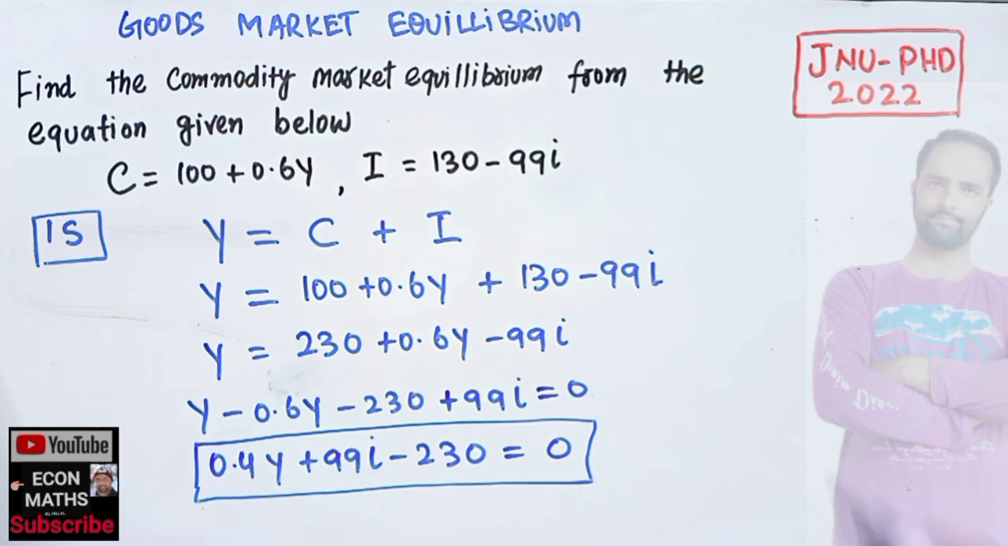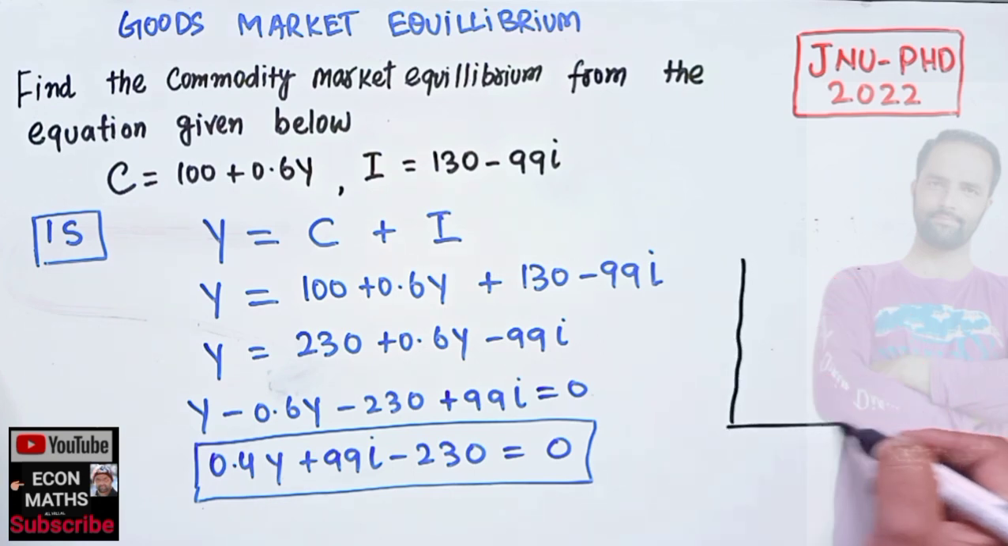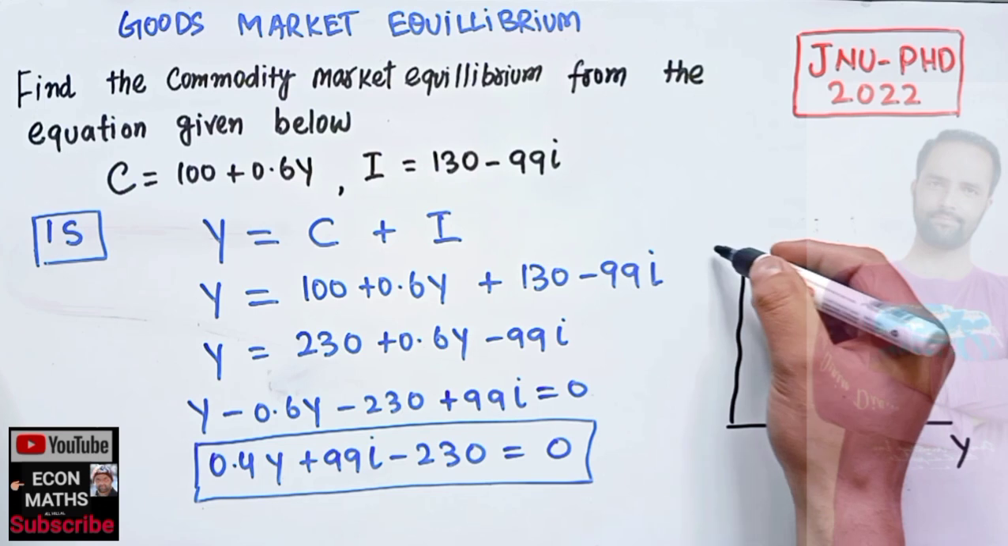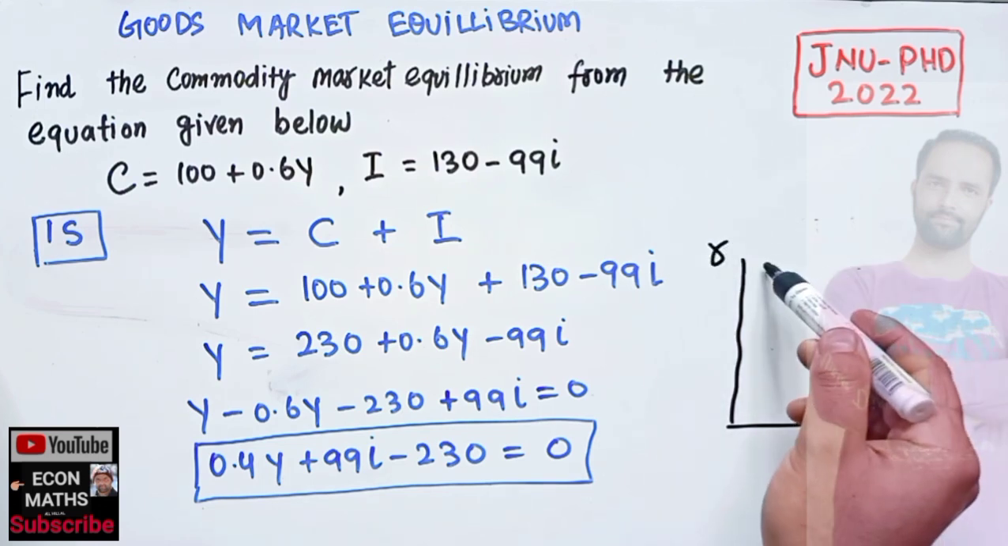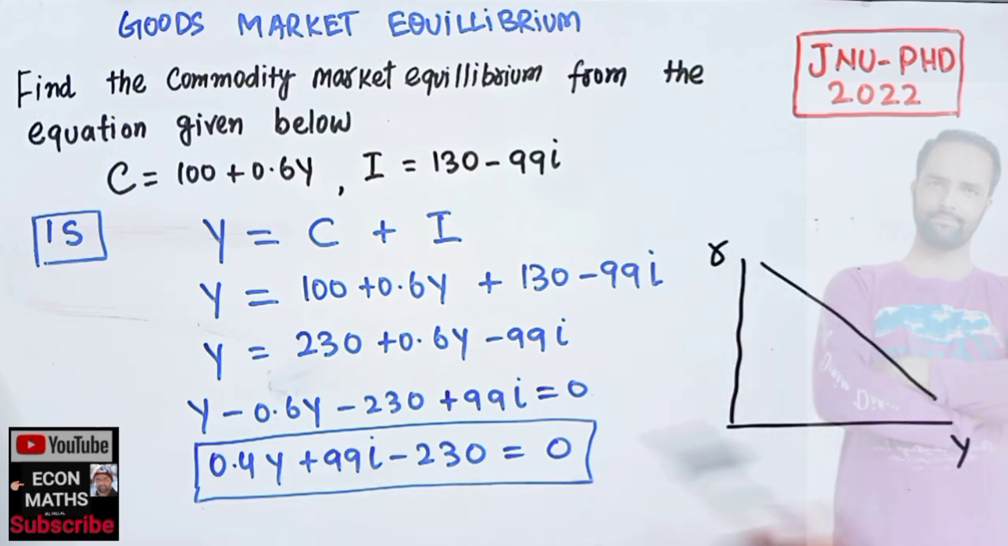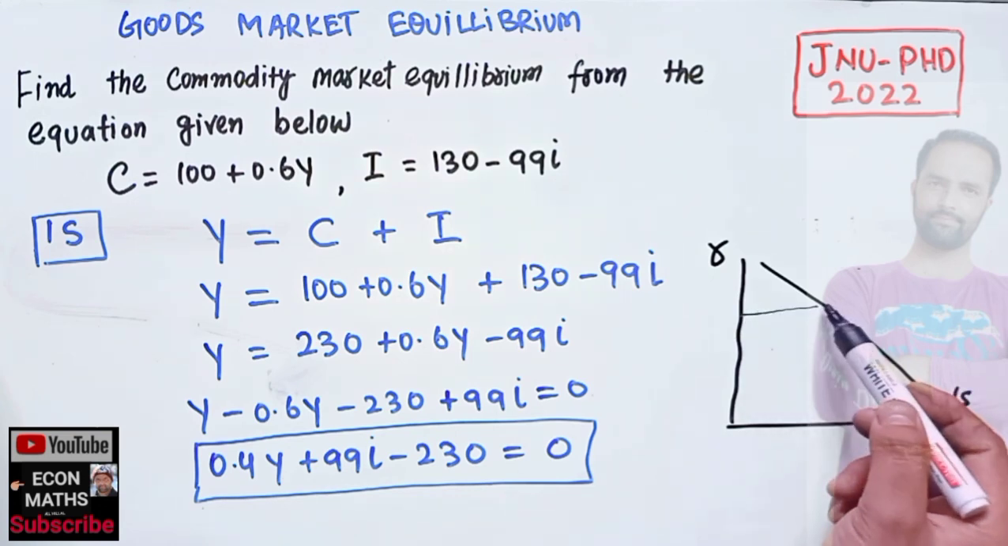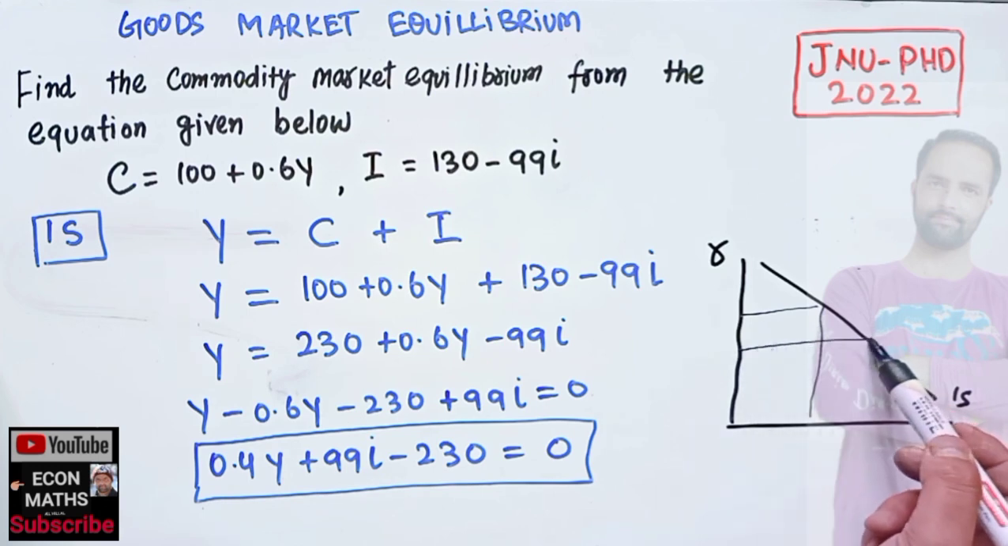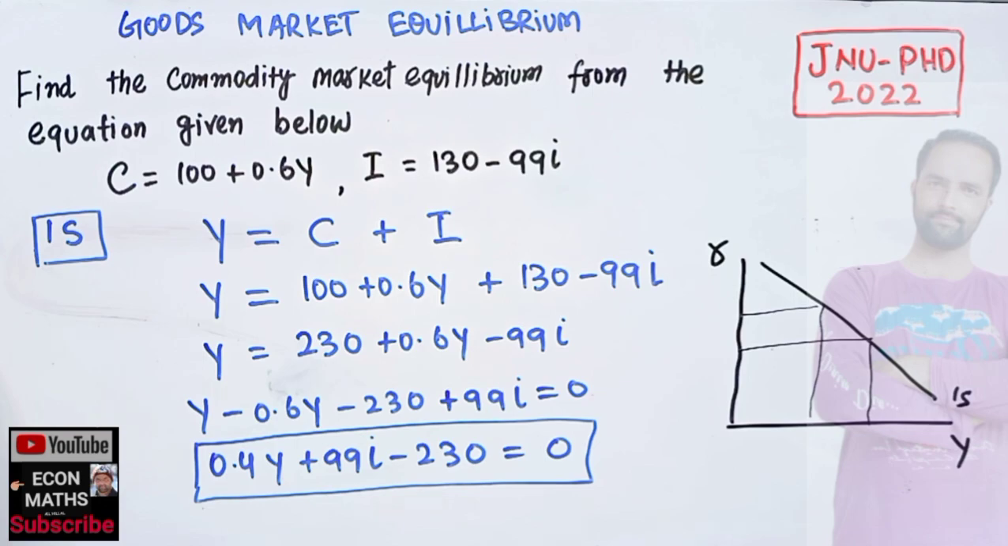It shows us that if we have income on this side and rate of interest on this side, the IS curve will be downward sloping, and it shows us different combinations of rate of interest and level of income where our goods market is in equilibrium.